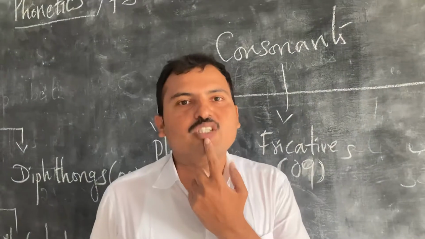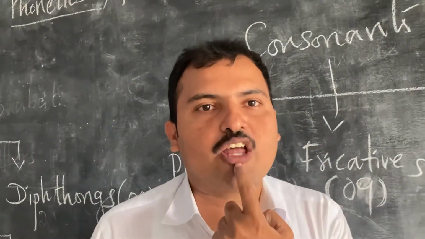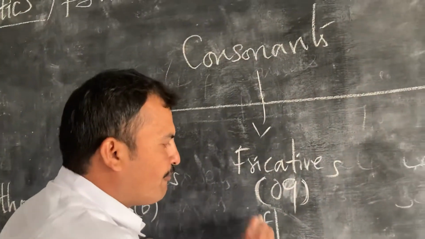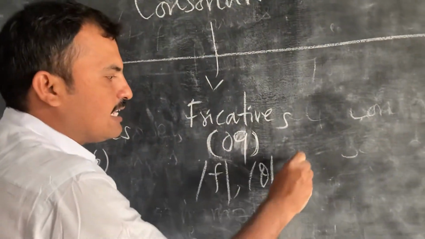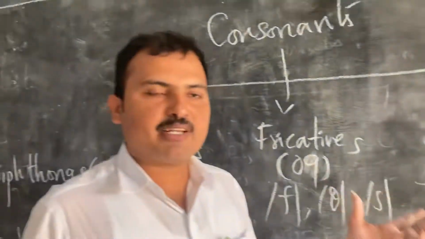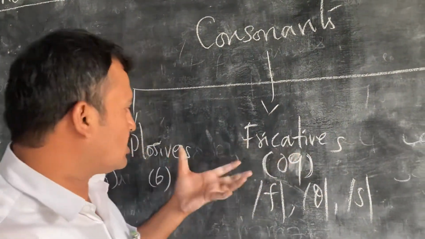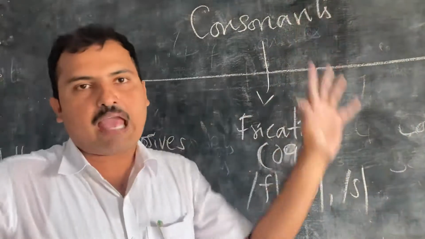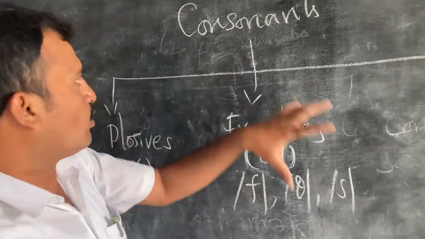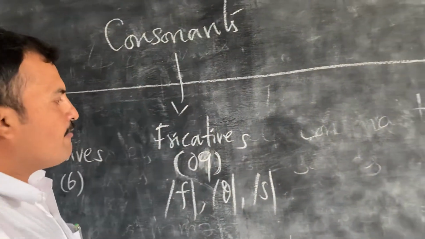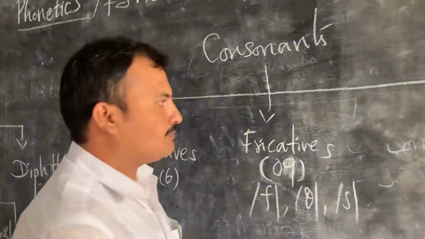Fa. If you could notice, fa, upper teeth touching the lower lip. Sa. And we'll be discussing all the fricatives in detail in the next video. And in this video, we'll be just having a look at all the types of vowels and consonants in general. So fricatives are 9 in number.